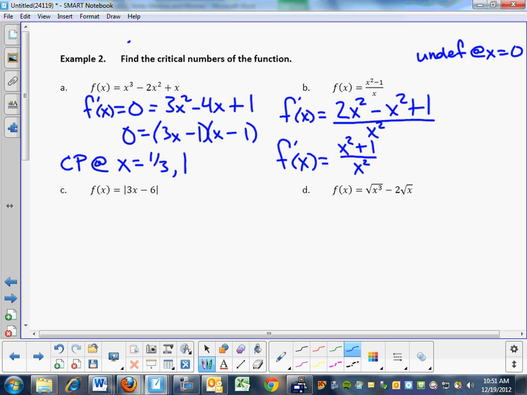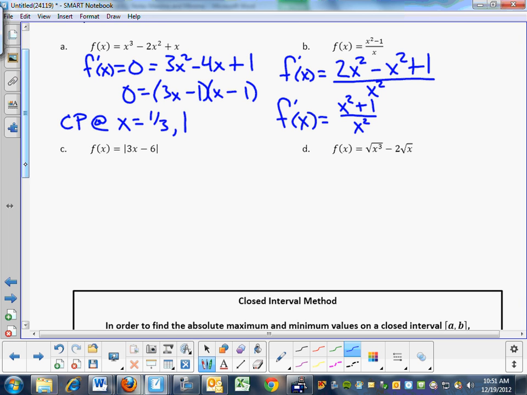Now, let's think about this, people. This is where your analysis minds need to come into play. Where is the derivative undefined? Have we already accounted for that spot? Yes, we did. Second of all, we need to consider where the derivative is equal to 0. The derivative is equal to 0 when the top is equal to 0. So I don't have to worry about the bottom when I'm finding where it's equal to 0. I just focus on the top, because if the top is 0, the whole thing will be 0.